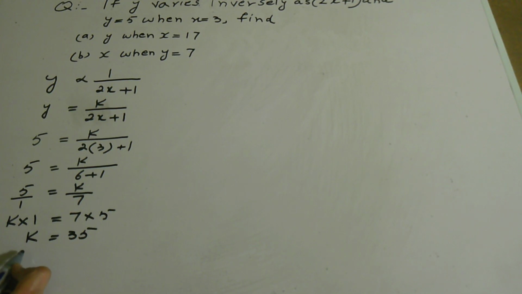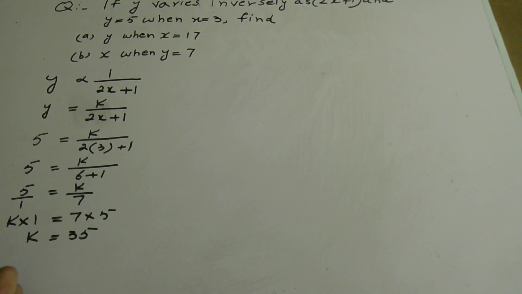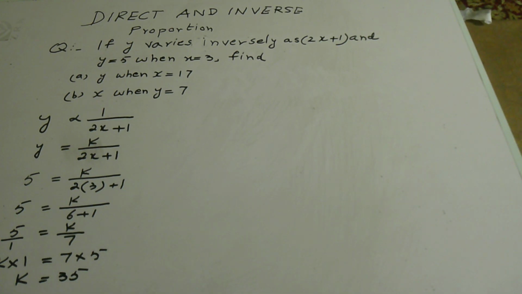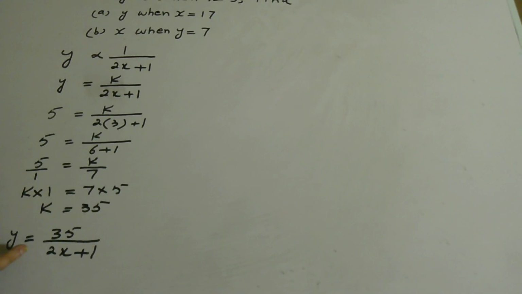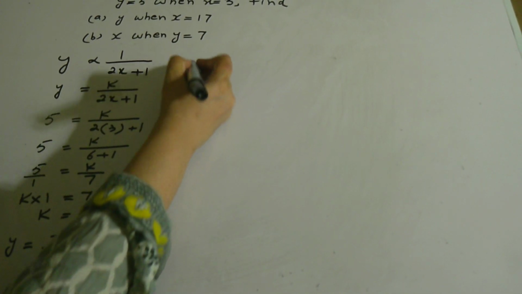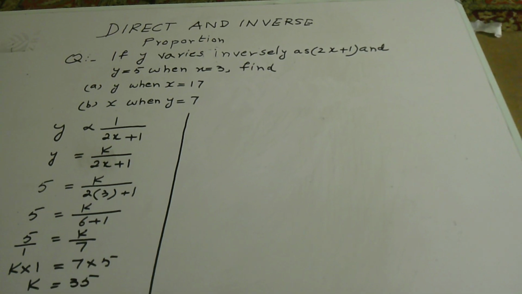So now you will put the value of k in this formula. y is equal to 35 over 2x plus 1. Now we have found the value of k, and I have put the value of k in this equation. So now you will have to find the value of a and value of b one by one.